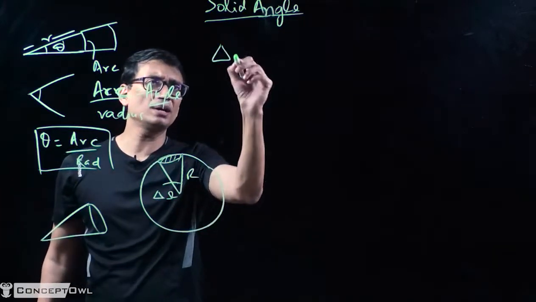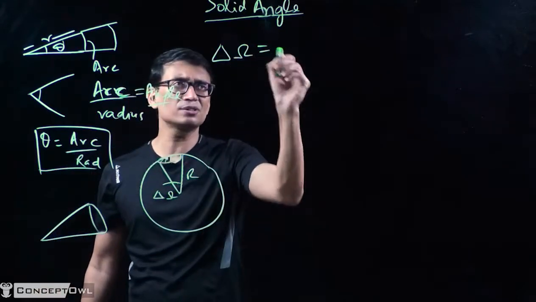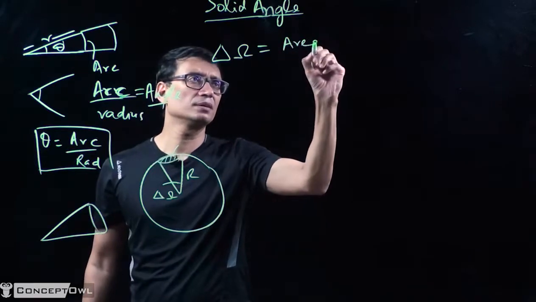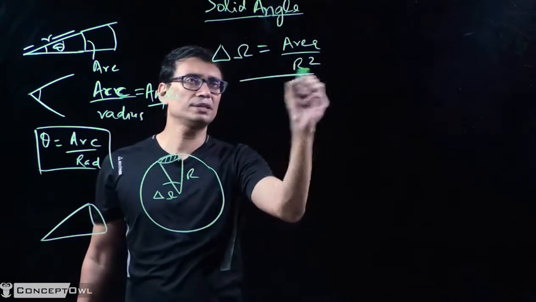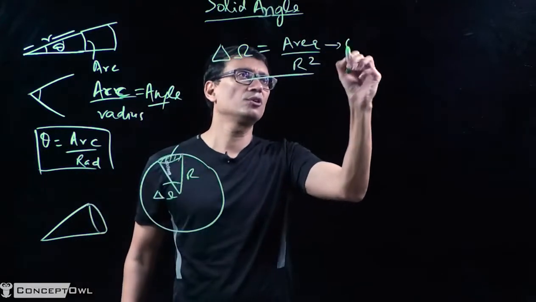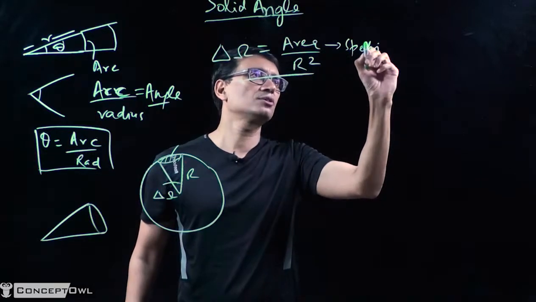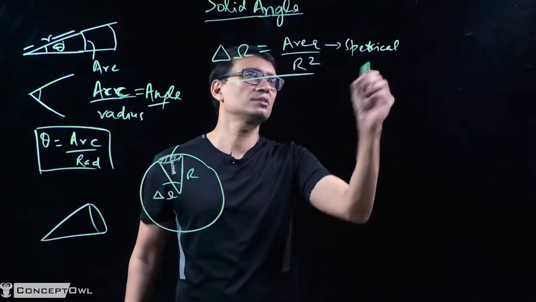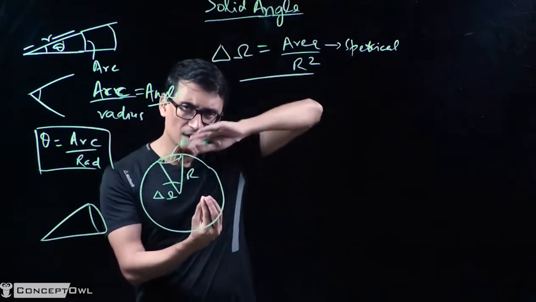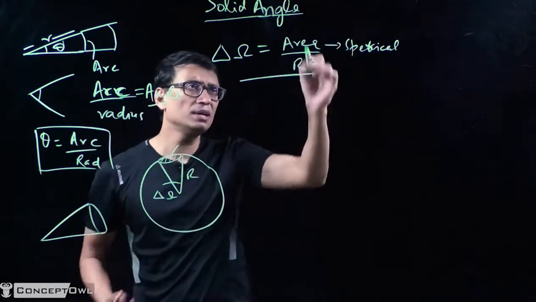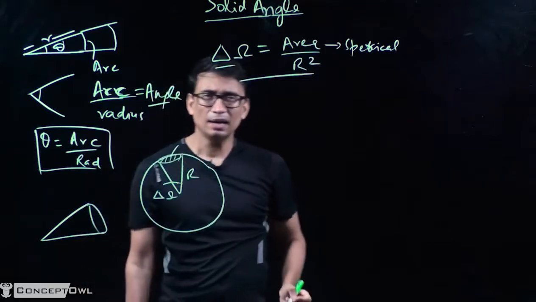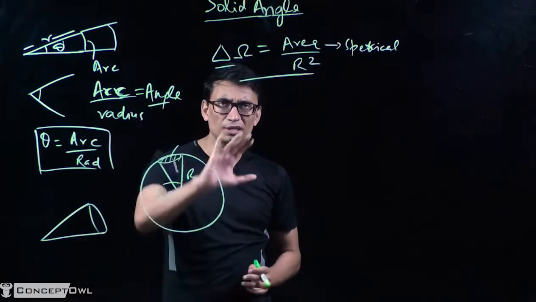So delta omega, which is what we call solid angle, is defined as this area at the top, this area upon R square. This is for a spherical surface. If I cut an ice cream cone like shape out and look at the curved area at the top, and that area by R square, I call it my solid angle. And so this is the basic definition.